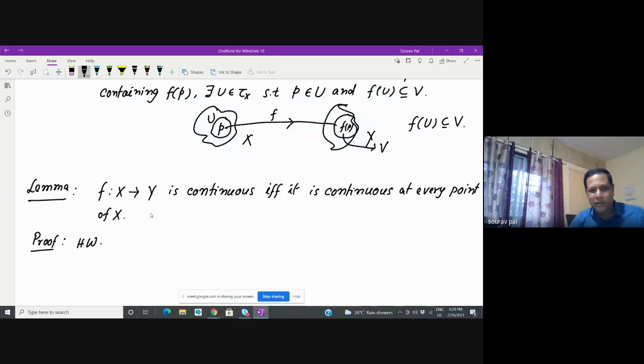No, once again, how to combine these two definitions, as I said. If f is continuous, meaning definition 1, inverse image of open sets is open, and it is continuous at every point, meaning it's continuous at a point, the definition 2: given any point and any open set V containing f(p), you can find another open set U such that f of U is contained in V. So f is continuous if and only if it is continuous at every point. So this combines these two definitions.